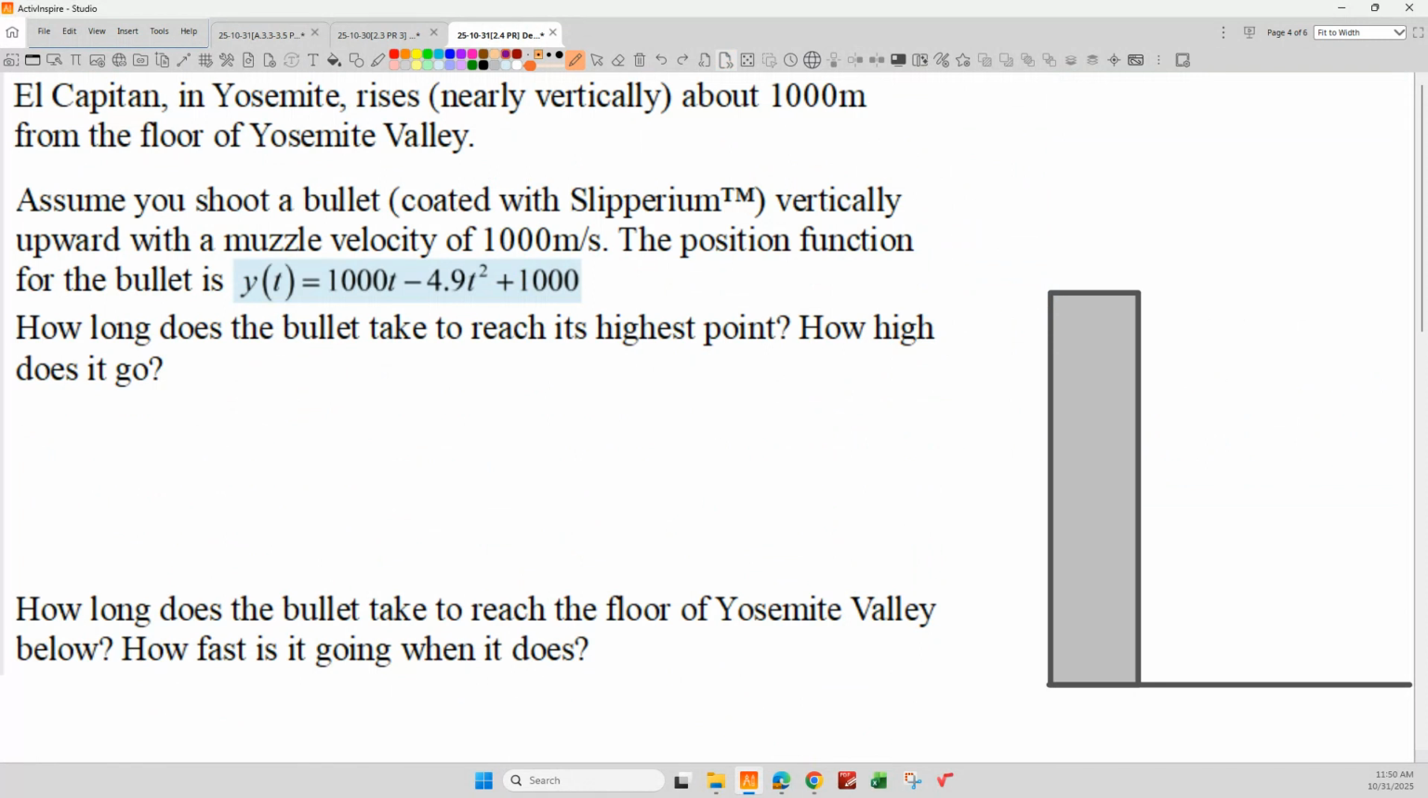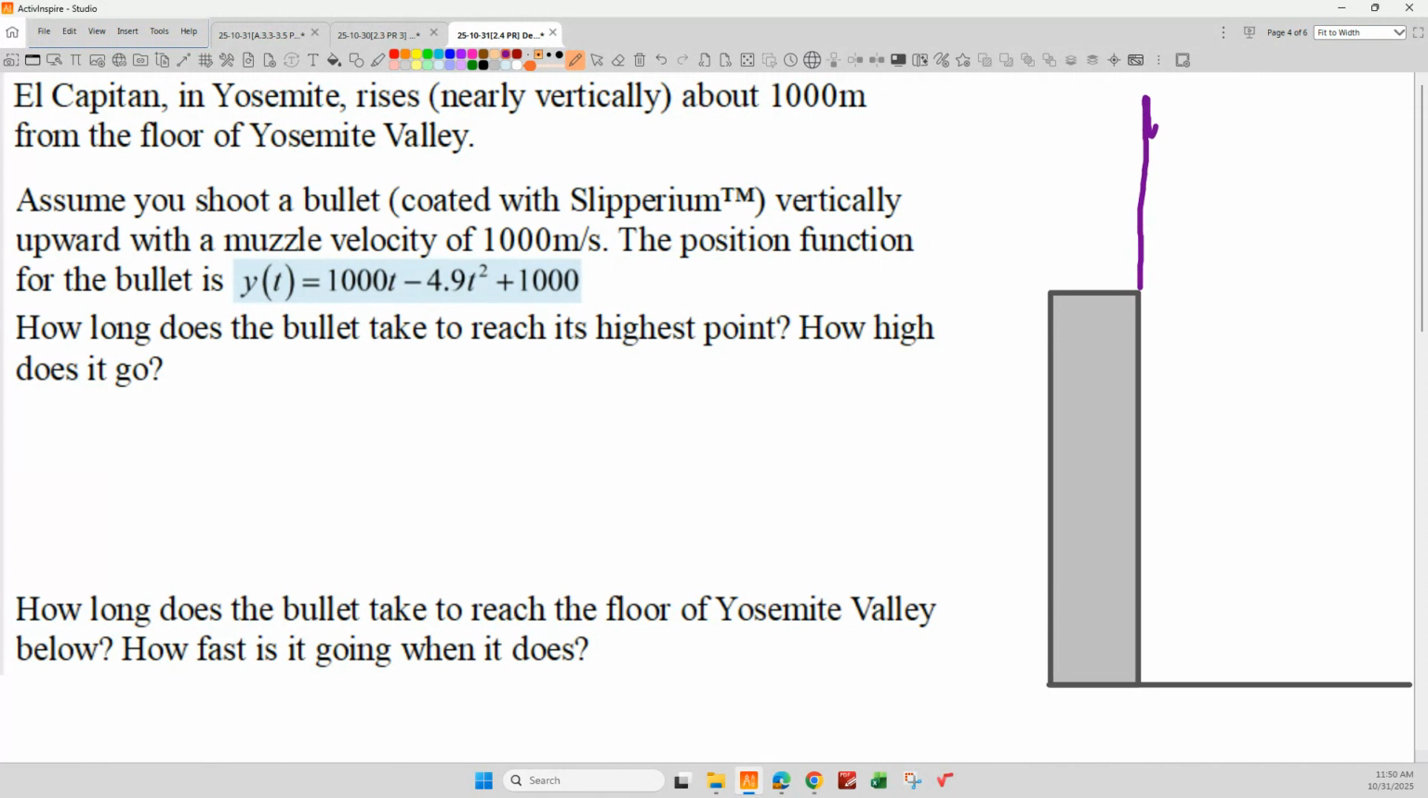The position function for the bullet, I'm just going to give it to you. That's it, right there. The position function, y, which is the height above the valley floor, as a function of time is 1,000 t minus 4.9 t squared plus 1,000. That's going to predict the height of the bullet as a function of time, okay? So here's our picture. There's El Capitan, and we're just shooting this bullet straight up, and then it's going to turn around and come back down along the same path, okay?